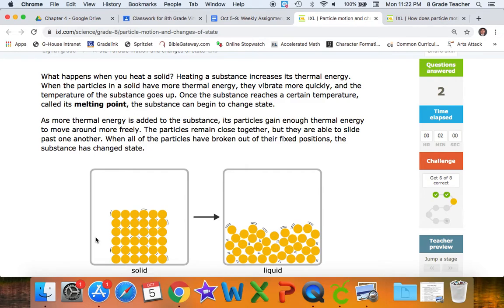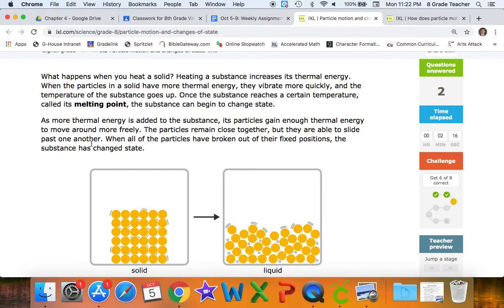What happens when you heat a solid? Heating a substance increases its thermal energy. When the particles in a solid have more thermal energy, they vibrate more quickly and the temperature of the substance goes up. Once the substance reaches a certain temperature, called its melting point, the substance can begin to change state.